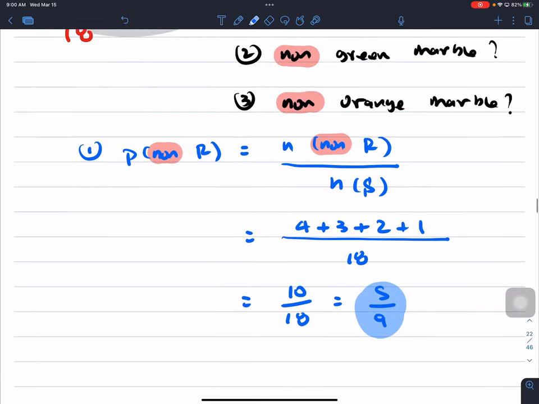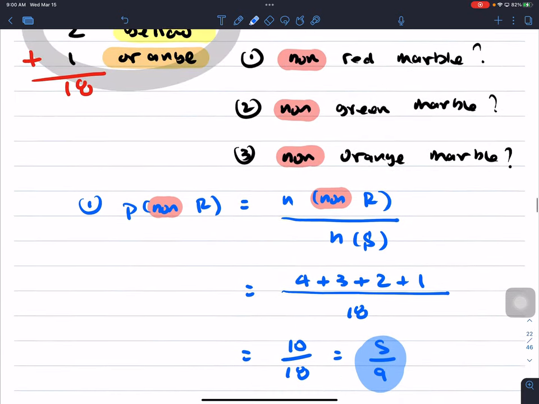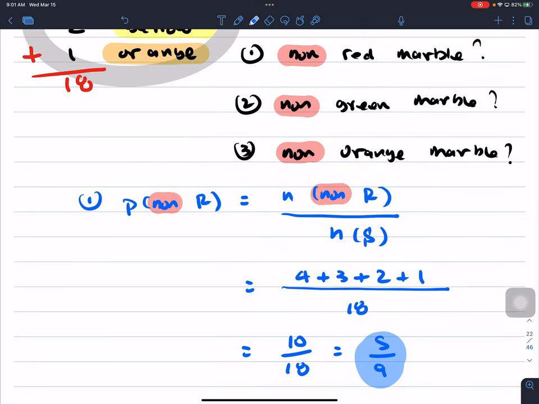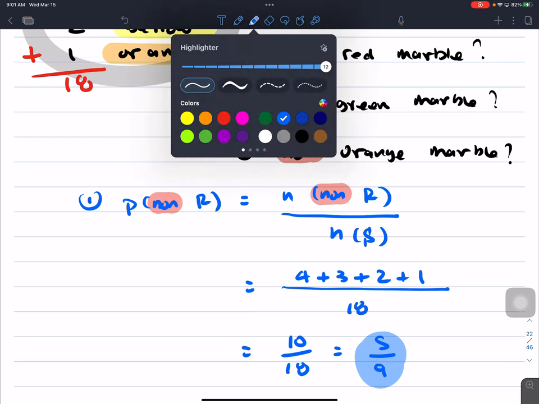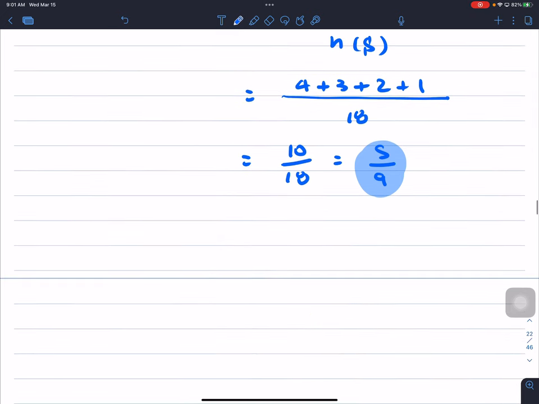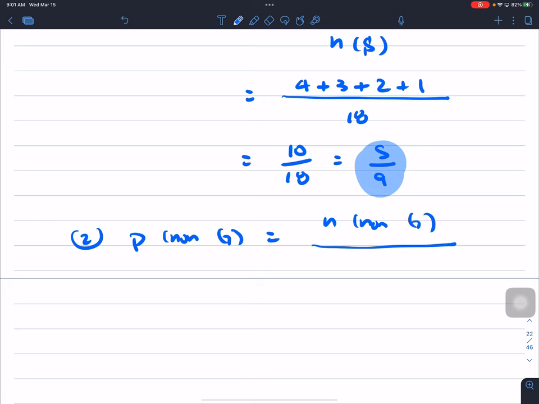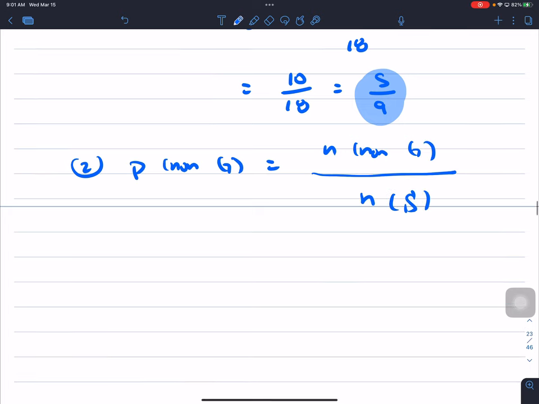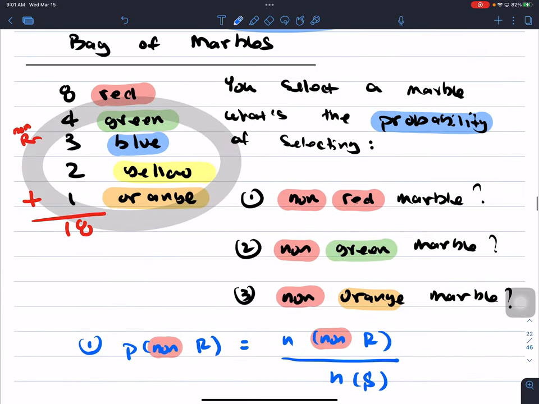Okay. What's the next question? You got to be non-green. Do you know what marbles are not green? Right? The first question was not red, then not green, not orange. I'm sorry, not green. Question number two. The probability of selecting a non-green marble is the number of non-green marbles out of the total. So go back to the bag. How many marbles are not green?